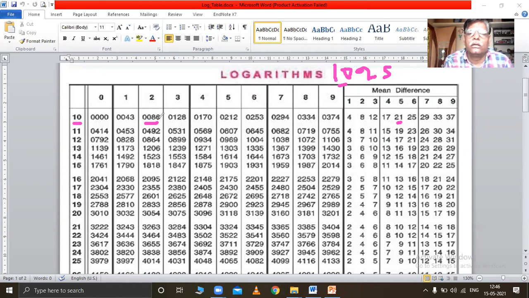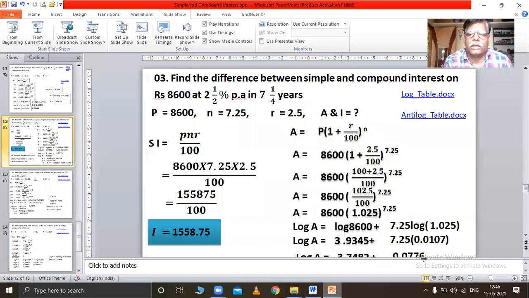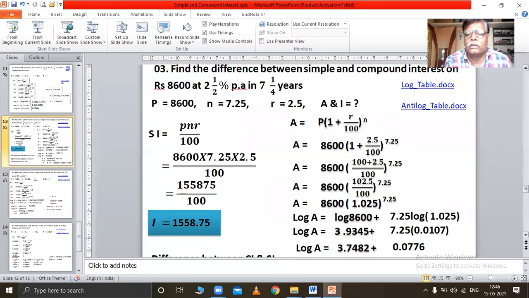0, 1, 0, 7. Am I right? Any doubt regarding this table? Okay, see here 0.0107. Clear? Any doubt?